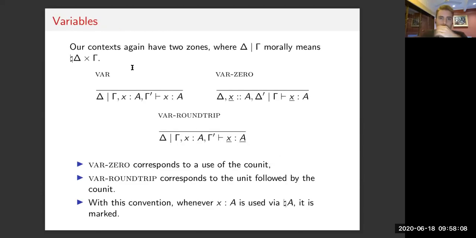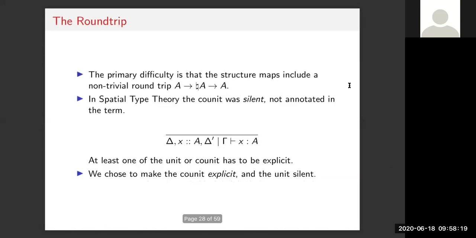Okay, so just like in spatial type theory, we're going to ask a quick question. Yes. When you say silent, does that mean you can derive one from the other?